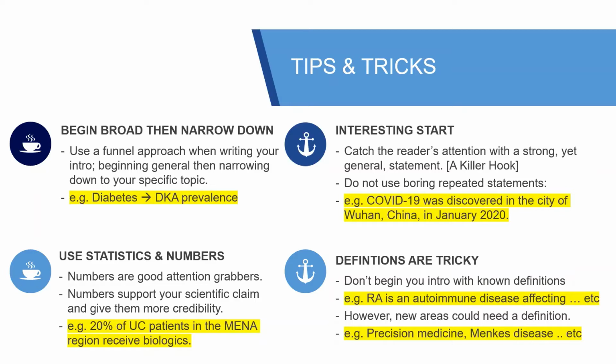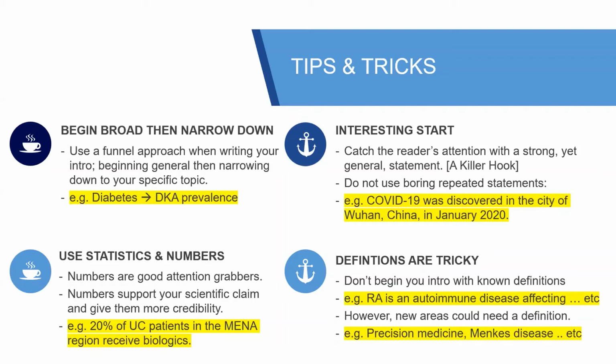So begin broad, narrow down, interesting start, and use statistics and numbers. Numbers are very good attention grabbers. So use facts based on numbers, support your scientific claim, and numbers give your claim more credibility. So for example, if you say that 20% of ulcerative colitis patients in the MENA region receive biologics, you are grabbing the attention of the reader. So this is a major issue in the MENA region, for example, and this percentage could be high or could be low of patients receiving biologics. So I'm interested to see what more this paper will say.